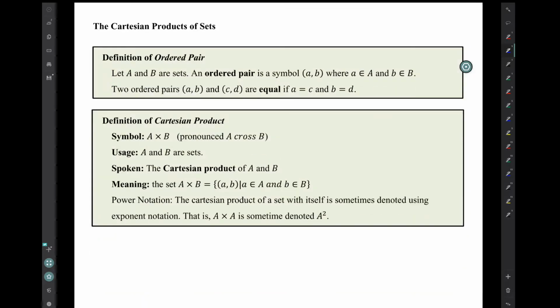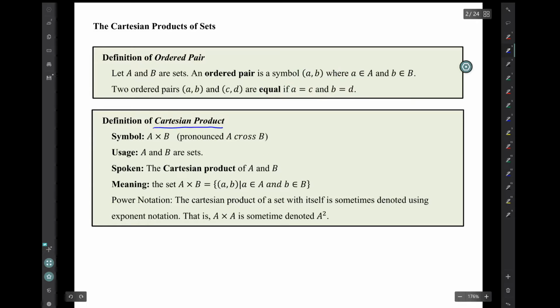We'll start with a definition of ordered pair. If A and B are sets, then an ordered pair is a symbol of this form, parentheses little a comma little b, where little a is in set capital A and little b is in set capital B. Two ordered pairs are called equal if their left elements are equal and their right elements are equal.